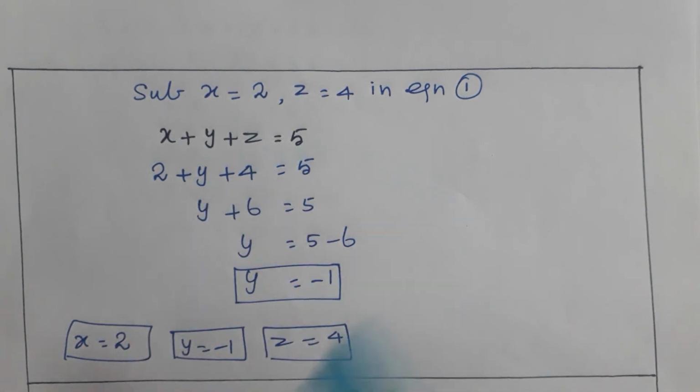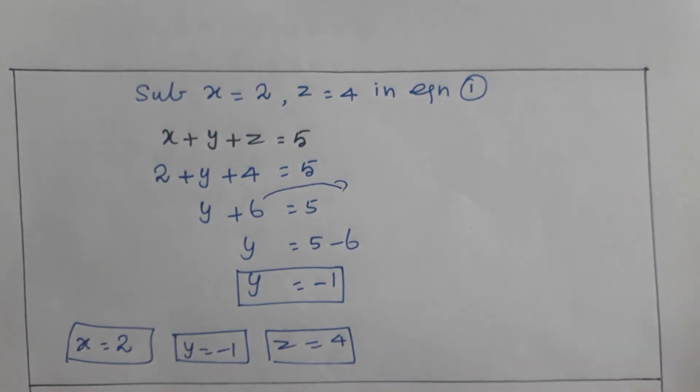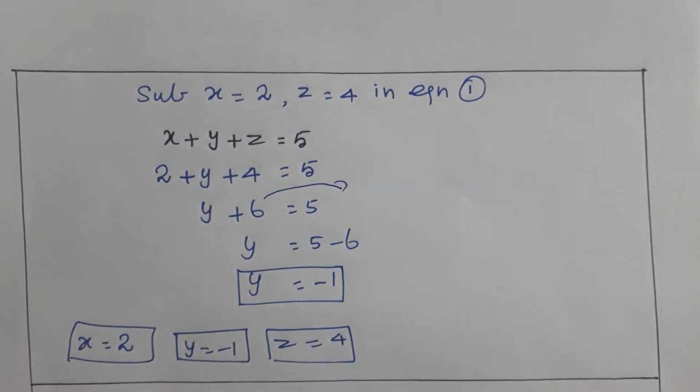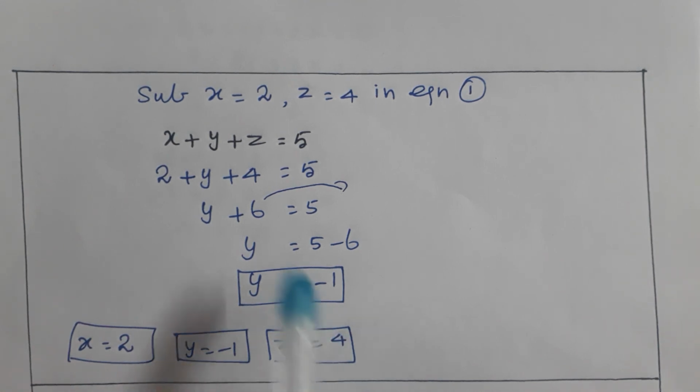When this 6 goes to the other side, it becomes minus 6. Therefore we will get y is equal to, both the signs are different, so subtract 5 from 6. Therefore we will get 1. y is equal to minus 1. Therefore the value of x is 2, the value of y is minus 1 and the value of z is 4.